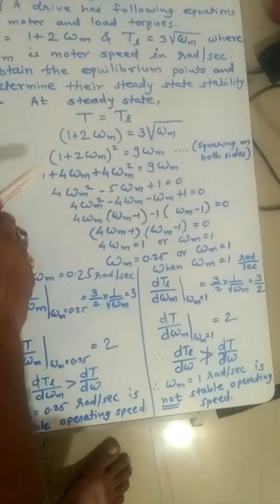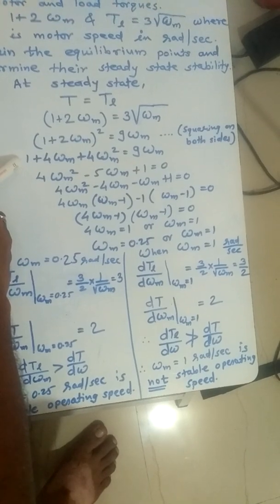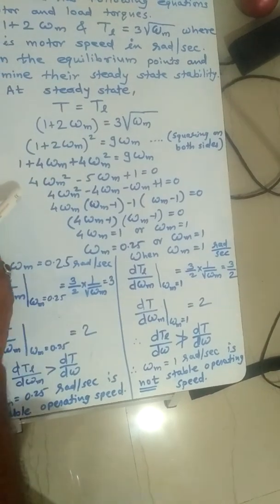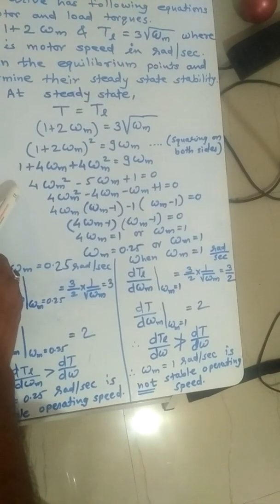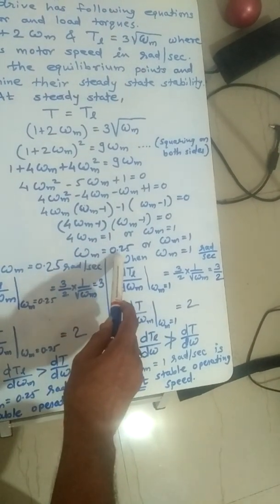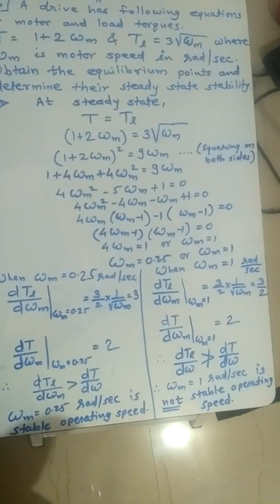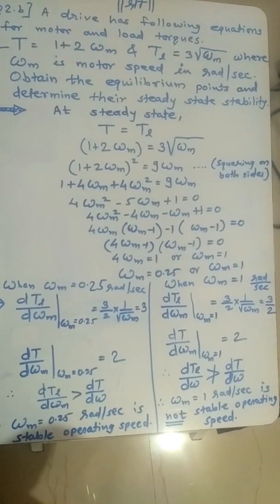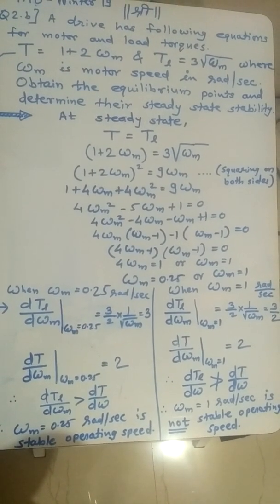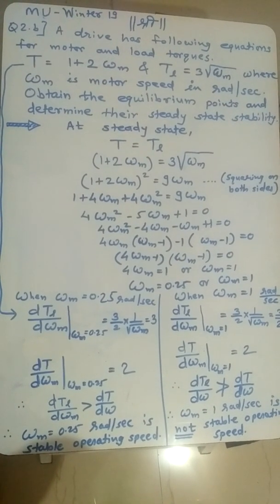After expanding this bracket, what I get is 1 plus 4 omega m plus 4 omega m square equals 9 omega m. And after reshuffling these terms and then solving for omega m, I get omega m is equal to 0.25 or omega m is equal to 1 radian per second. So now there are two values of omega m. Further, we'll have to check whether these values are appropriate or valid.